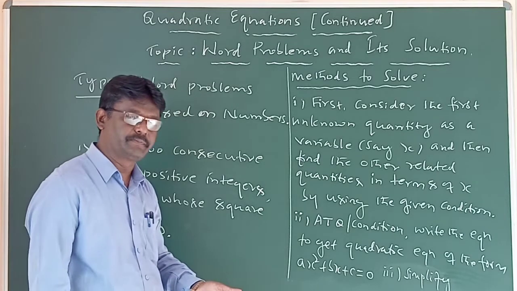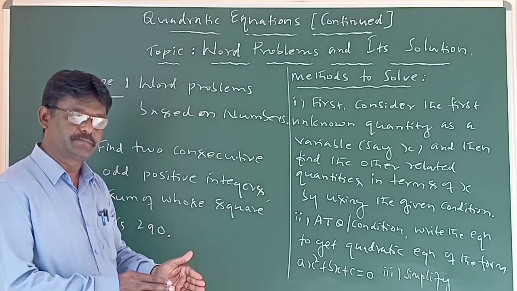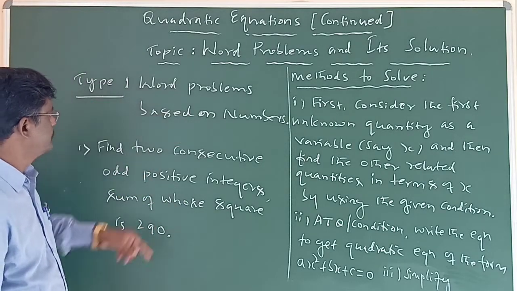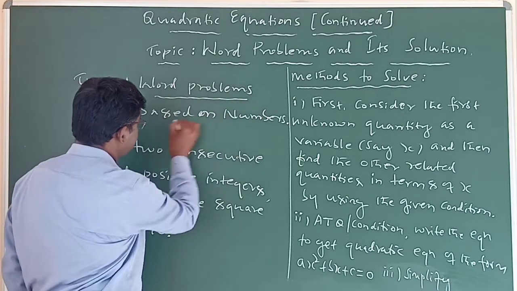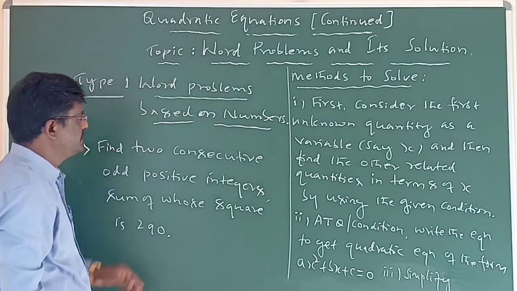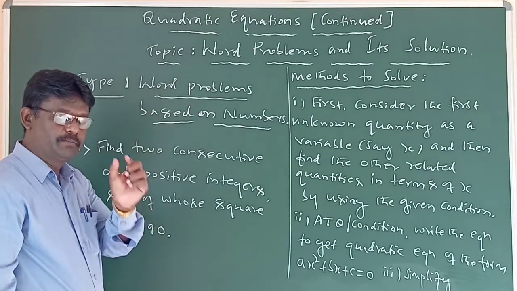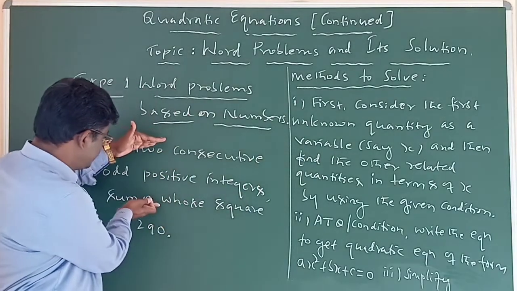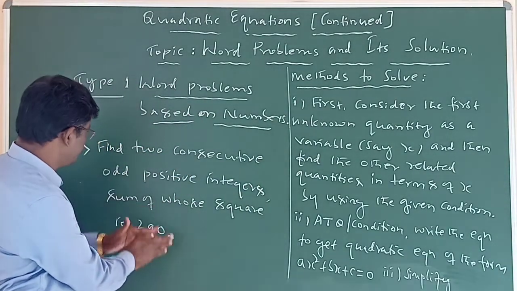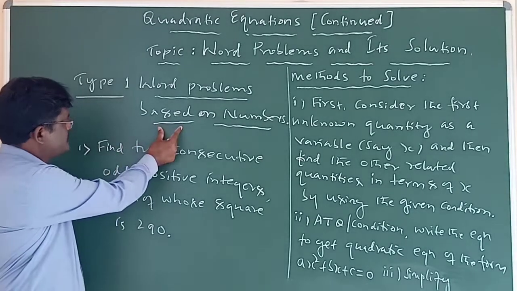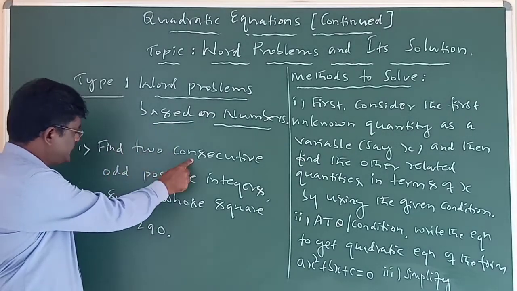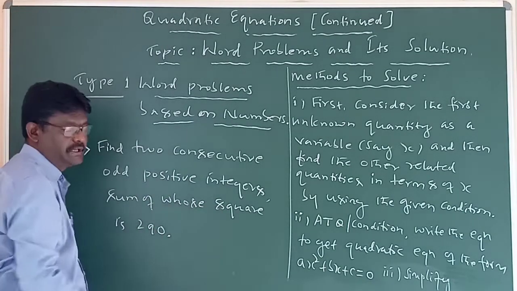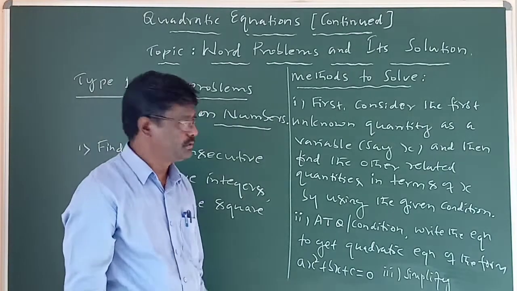In the word problems, we have many categories. Today we will take 2 to 3. Type 1, word problems based on numbers. Here we have to follow some important steps in order to convert this statement into an equation. For example, based on the numbers, find the two consecutive odd positive integers, sum of whose squares is 290. What are the steps to be followed?